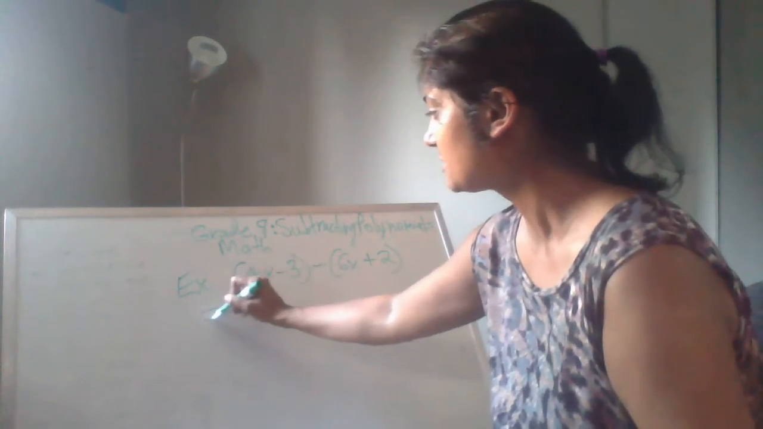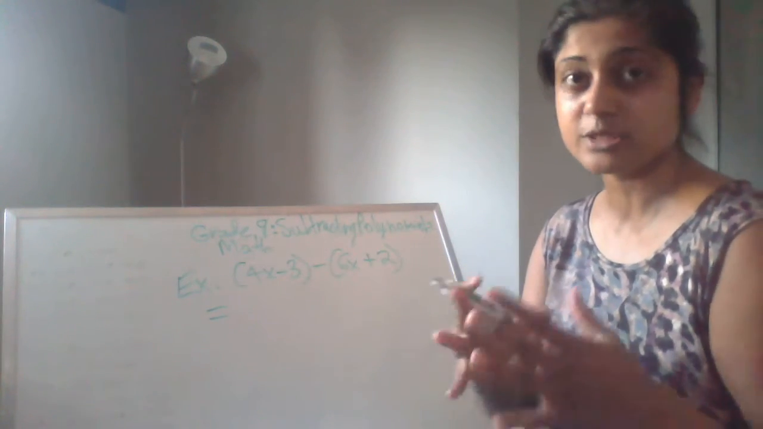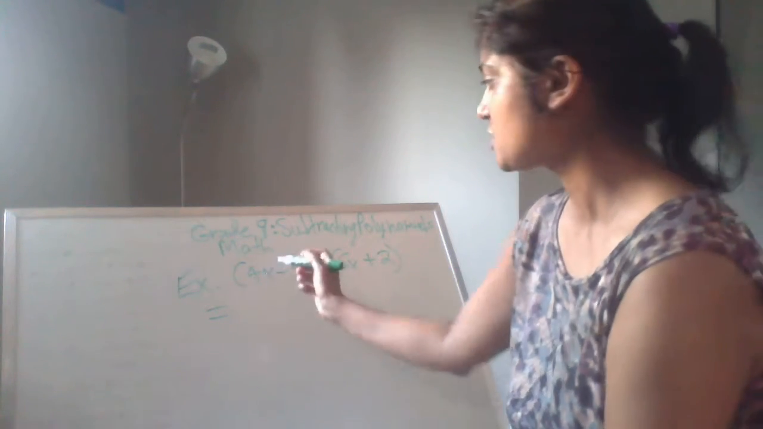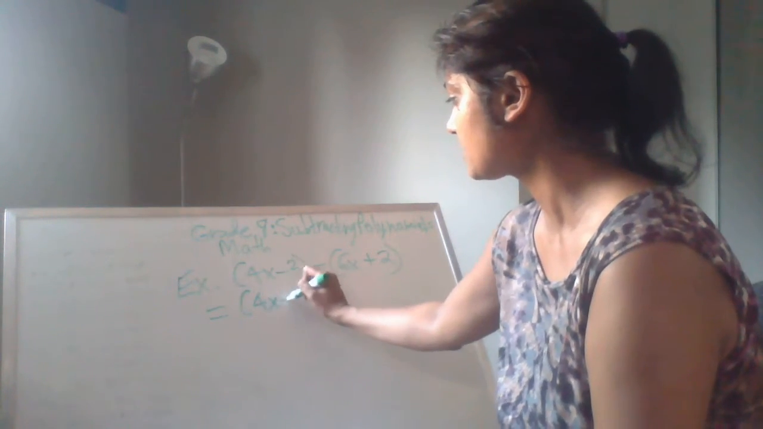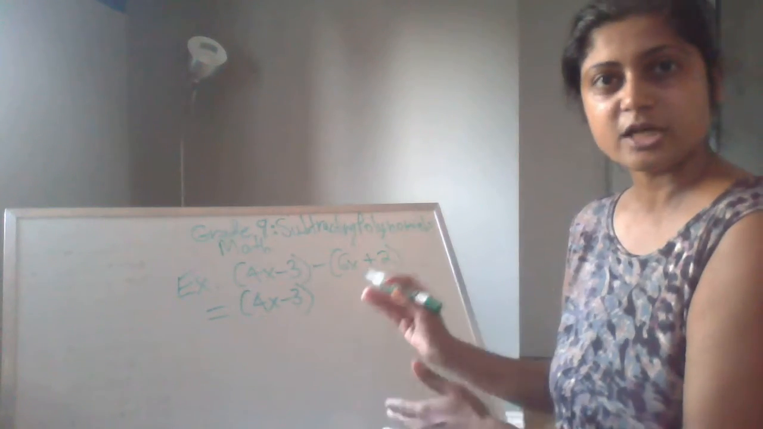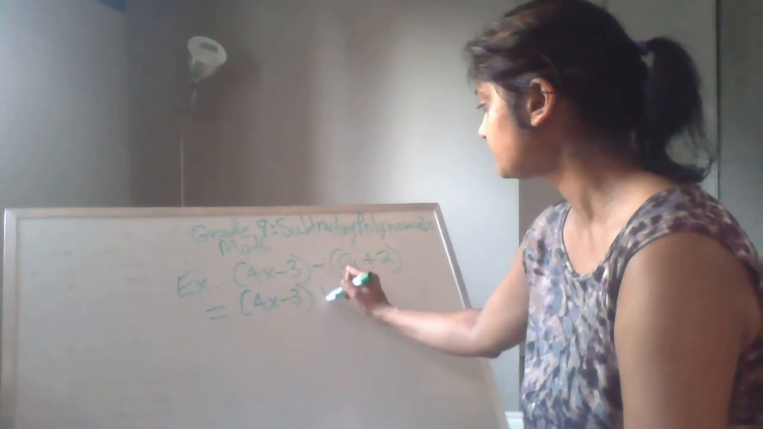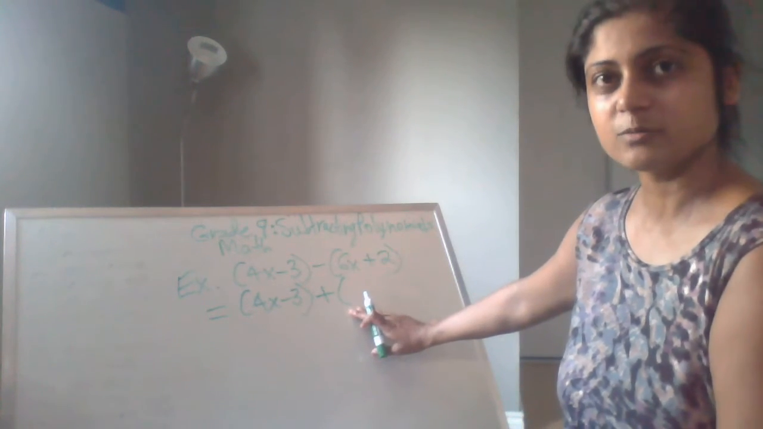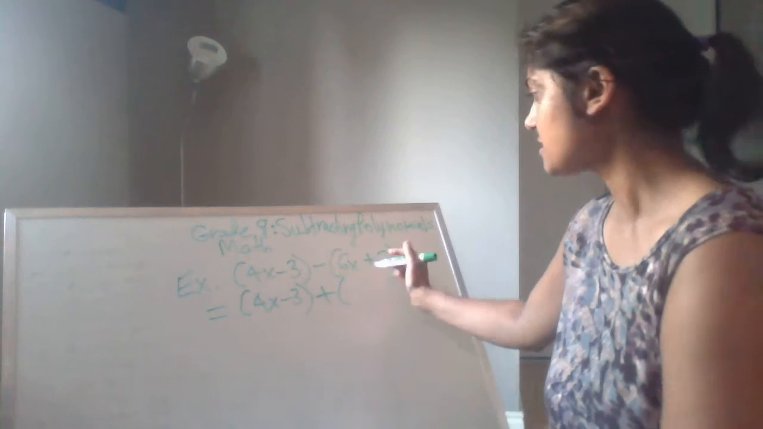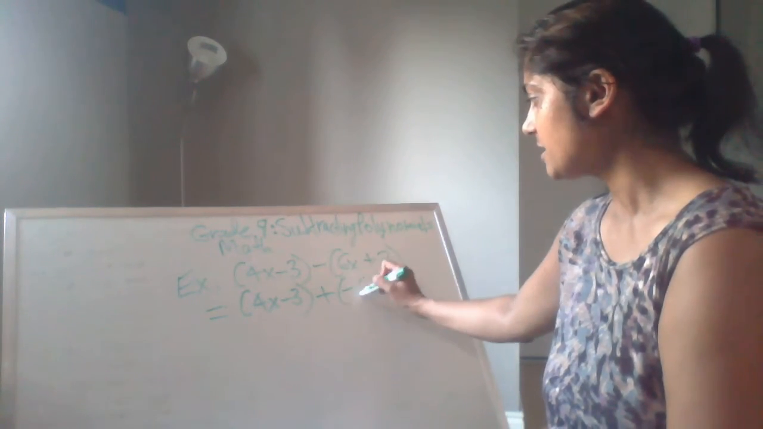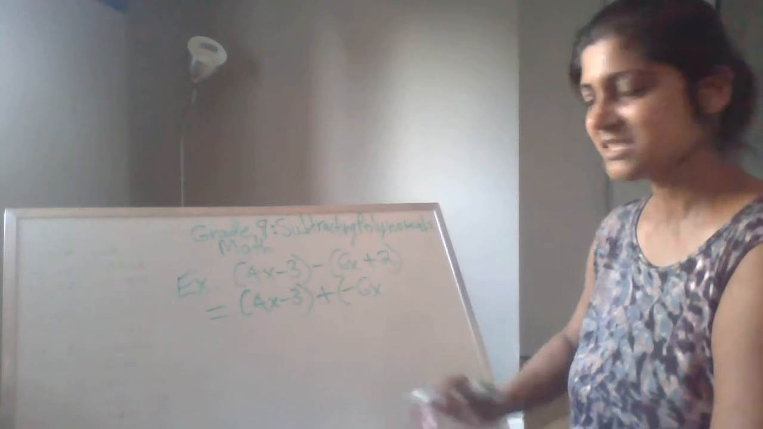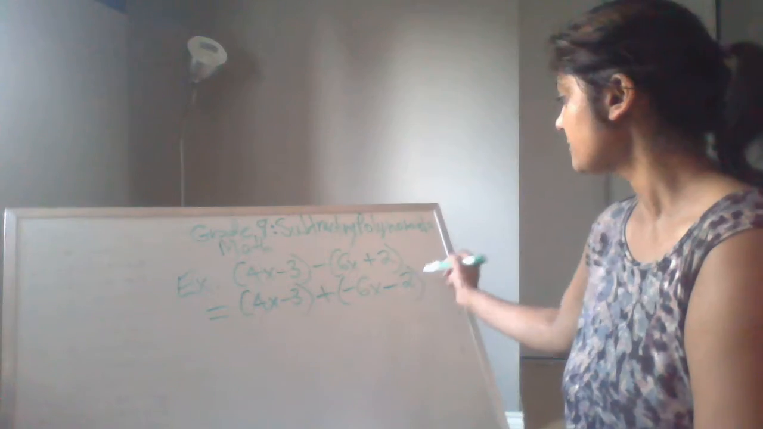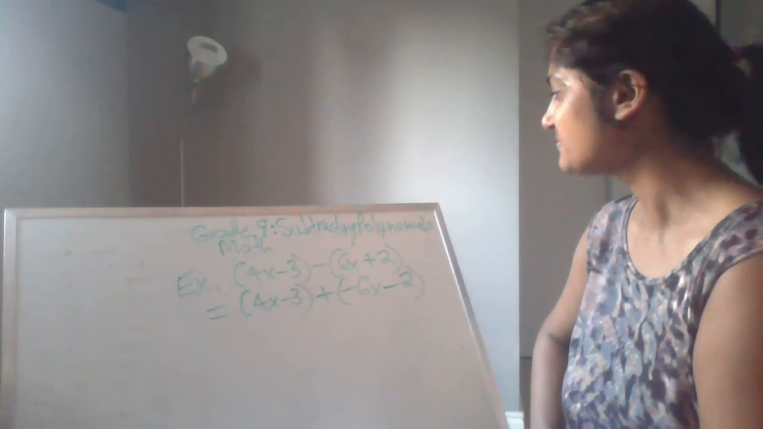So this is the step that we have to make sure we do in between. You're going to keep the first polynomial the same. So I'm going to write that out here: 4x minus 3. I'm going to change the negative sign to positive. And look very closely here in the second bracket. I'm going to change each of the signs. So instead of plus 6, it's going to be negative 6x. And over here, this is plus 2, and it's going to become negative 2, just like that.